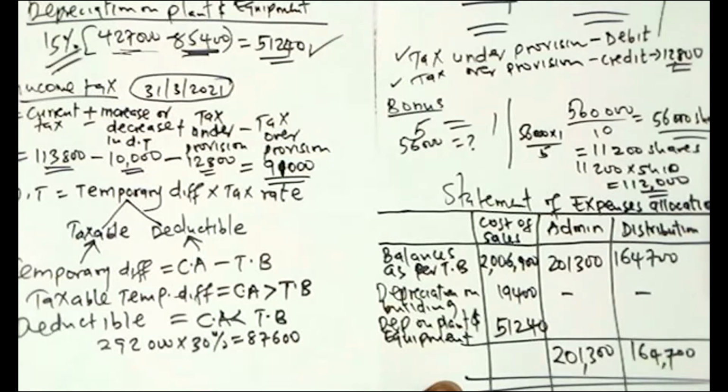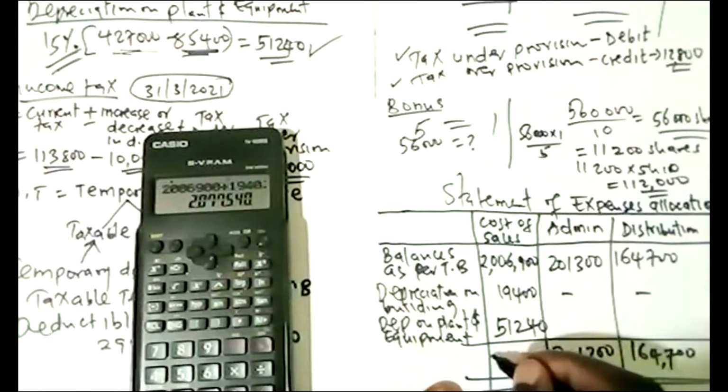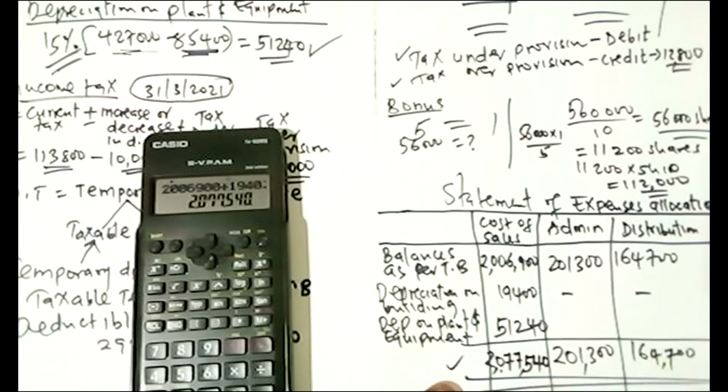So I'm adding the first column for the cost of sales. The total I'm getting here is 2,077,540. So this is how you classify the expenses under the various functional heads.